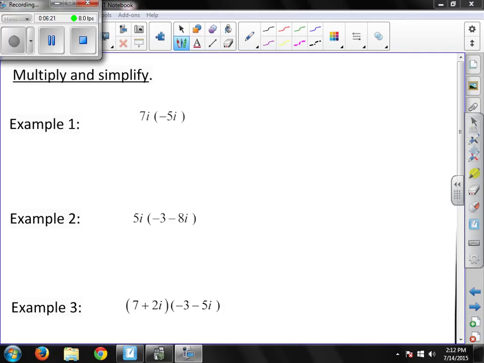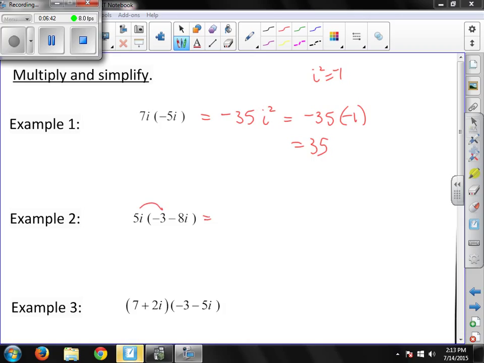Okay, let's multiply and simplify these. 7 times negative 5 is negative 35. i times i is i squared. Remember, i squared is negative 1, so negative 35 times negative 1. The answer is positive 35.